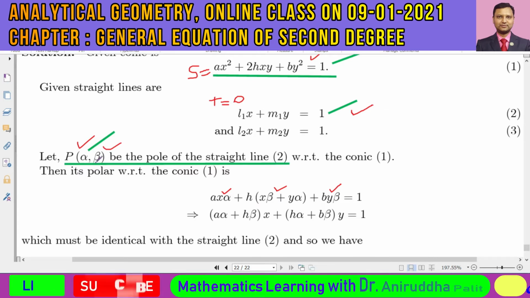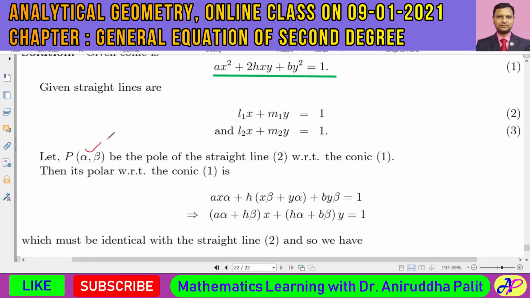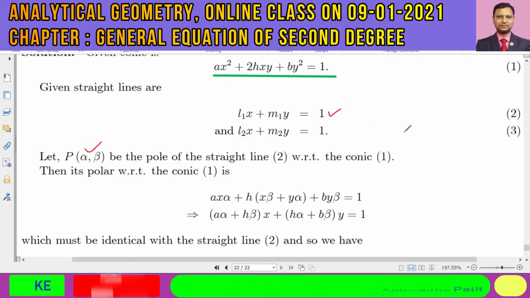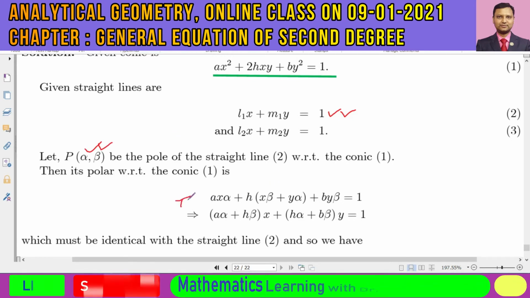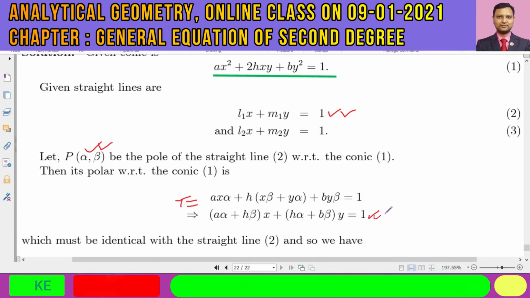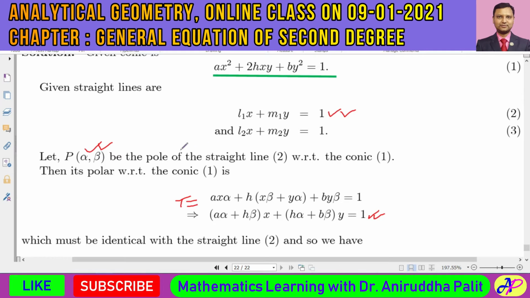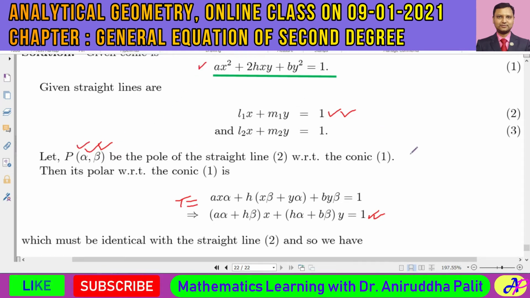But as per our assumption, what did we assume? We assumed that this point P is the pole of this equation number 2, or this equation number 2 is the polar of this point P. That was our assumption. But from the standard formula T equal to 0, we computed that this is the polar line of the point P with respect to this conic number 1.